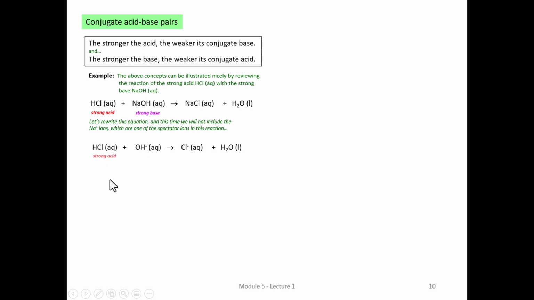So what we have here is the strong acid HCl reacting with the strong base hydroxide, which is the strong base from sodium hydroxide. And over here, we're producing chloride ion. I'm leaving the sodium ion out, remember. Chloride is the conjugate base of HCl, and it's a weak base. And the other product is water, of course. Water is the conjugate acid of hydroxide, and it's a weak acid.